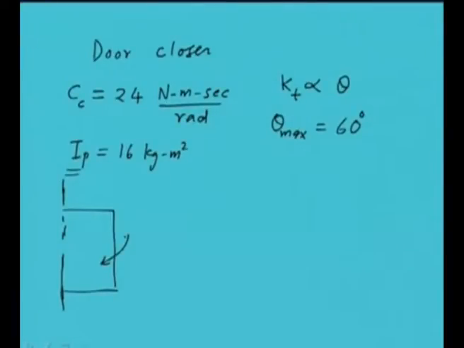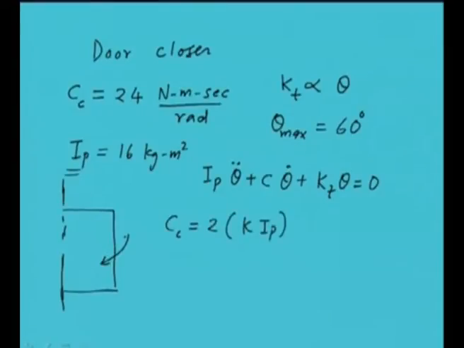As earlier, we have obtained the equation of motion for this system as this. Kt is the torsional stiffness, and we already know the critical damping. So critical damping can be used to obtain the stiffness in the system, because this we know 24, so IP we know 16, so K from here we can get that will be 9 Newton meter per radian, again because it's torsional stiffness, so it comes in the radians, not in the millimeter.